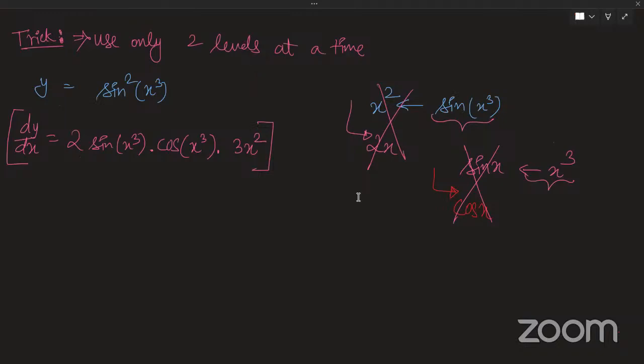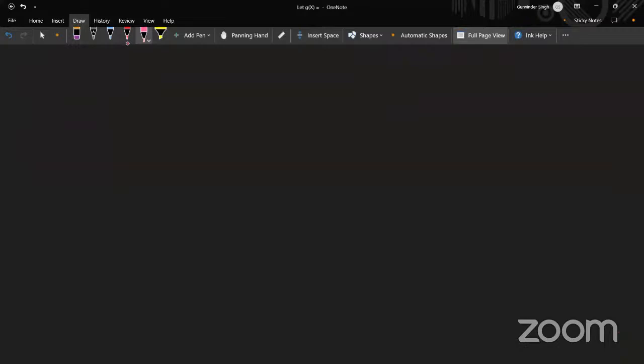Okay. So this will really help you because if you operate on only two levels at a time, you will not get confused. Otherwise, it will be really messed up and you can get confused very easily.